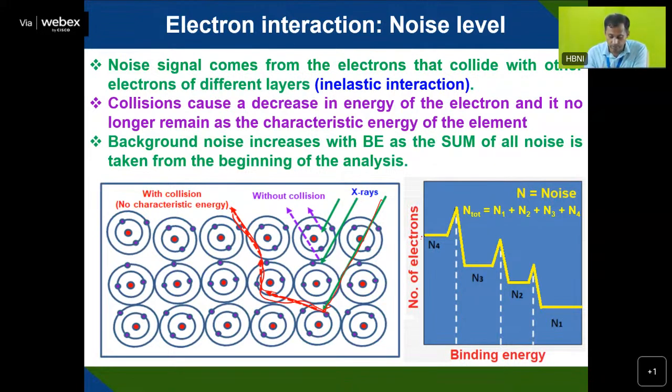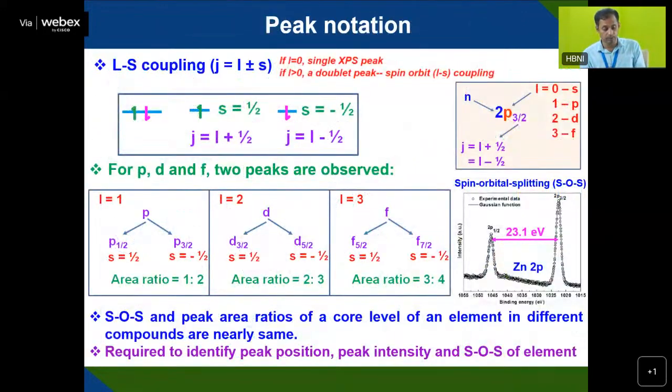You can see here, because of this you have N1, N2, N3, N4 noise. You can see the noise level N1 is here, N2 is here, like this. It keeps on increasing because of the inelastic interaction, where an electron collides with another electron of a different layer. That mainly contributes to the noise level of the X-ray photoelectron analysis.